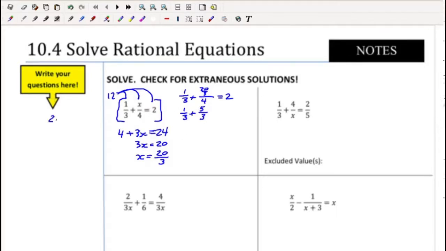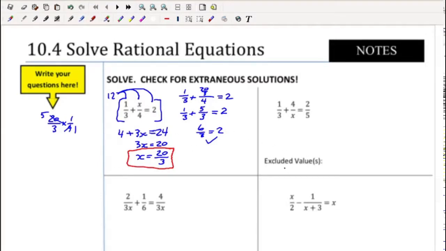So 20 over 3 times 1/4 is the same as dividing by 4, and then simplify, this would be a 5 and this would be a 1, so this gives me 5/3. So 1/3 plus 5/3 is 6/3, which equals 2. Check, that's true, so my solution is not extraneous. This is the actual solution that I'm looking for. So to check for extraneous solutions, I'm always going to plug it back into my original equation to make sure that it actually works.